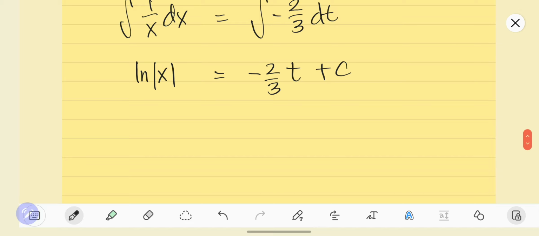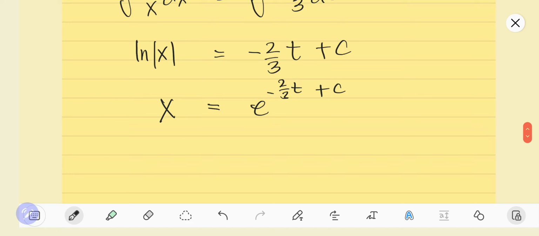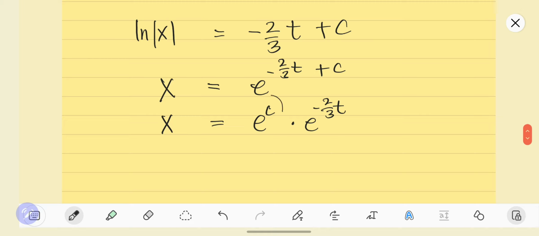So now we'll try to raise that to e. So the ln will be cancelled. So x is equal to e to the negative 2/3 t plus c. Or it can be written as x is equal to e to the c times e to the negative 2/3 t. And then you have this constant now. So you try to vary it with time.